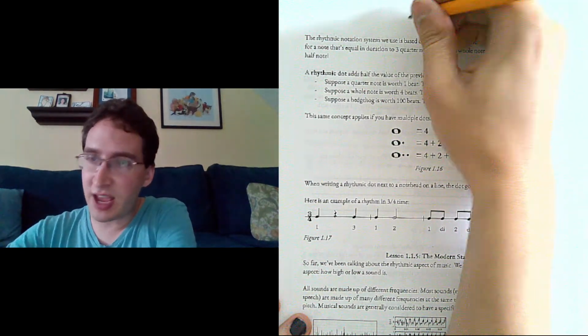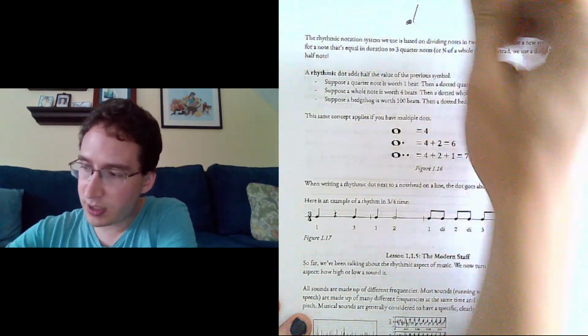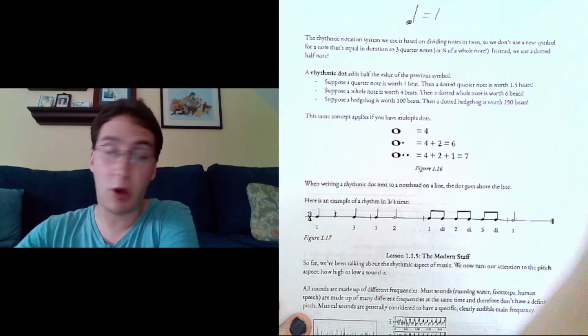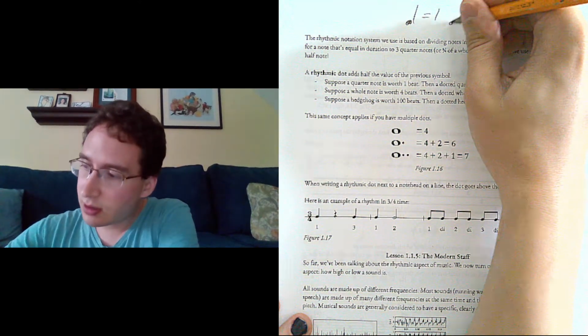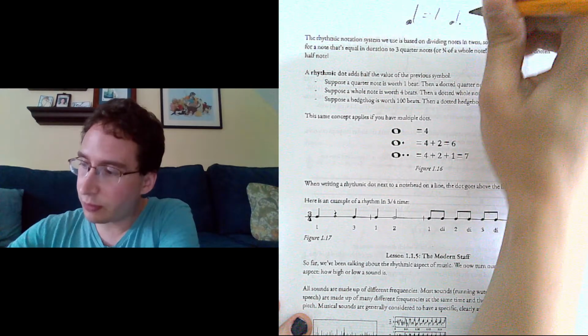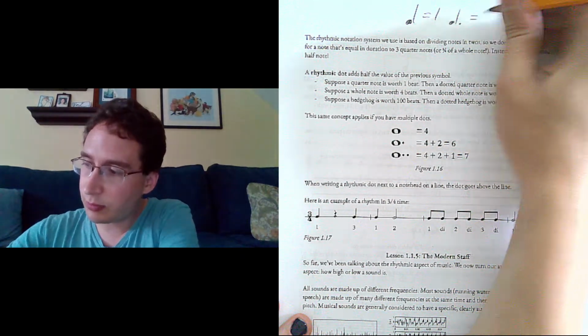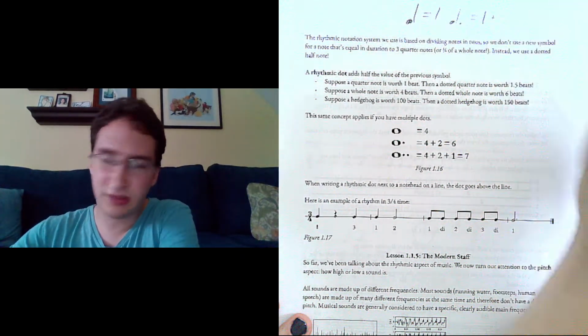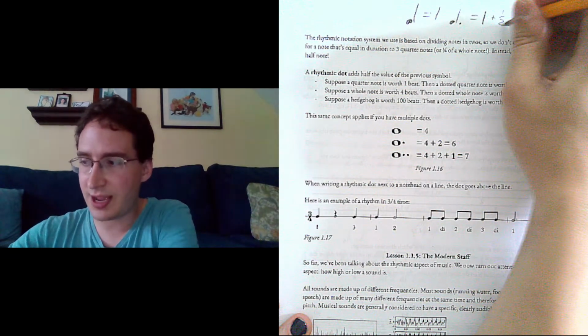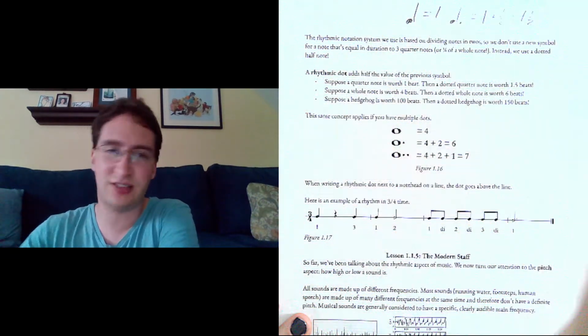So say we're in a meter where a quarter note gets 1 beat. Great. Then a dotted quarter note, put the dot after the quarter note, equals 1 plus half of 1, which is a half, which equals 1.5 beats. Okay.